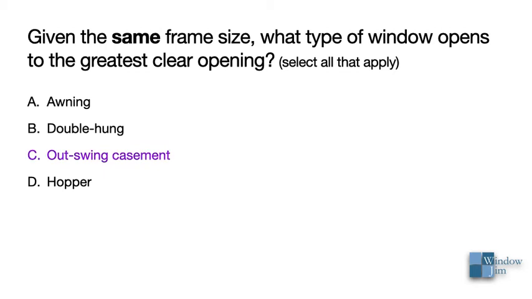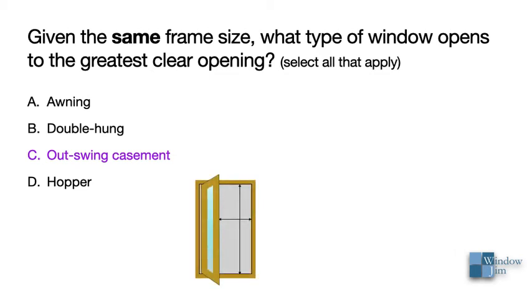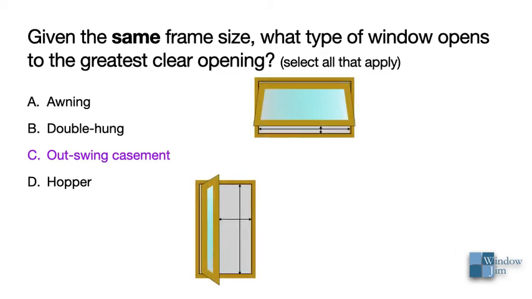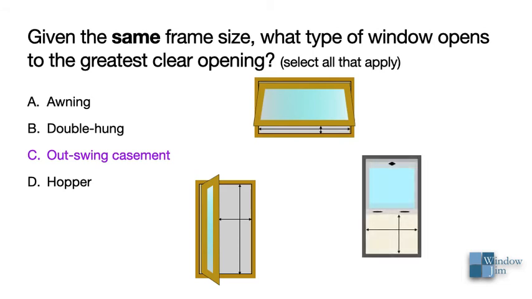C is the correct answer. Outswing casements swing open to nearly 90 degrees. Awnings and hoppers usually have a very limited opening, and a double-hung clear opening can at most only be slightly less than the size of one sash.